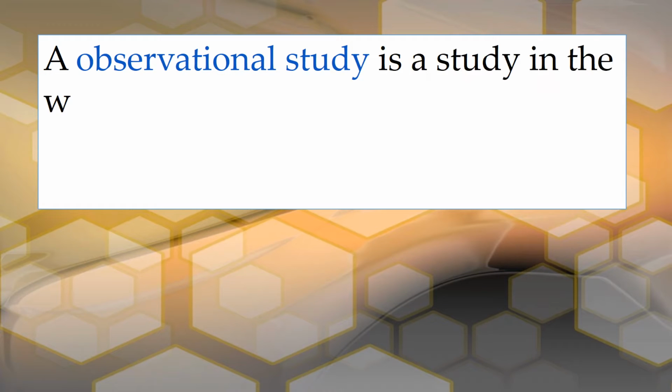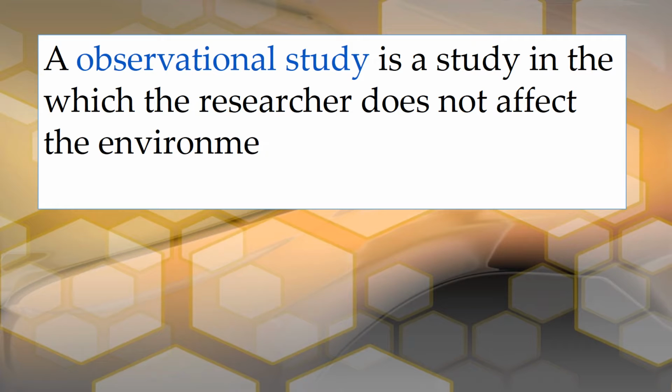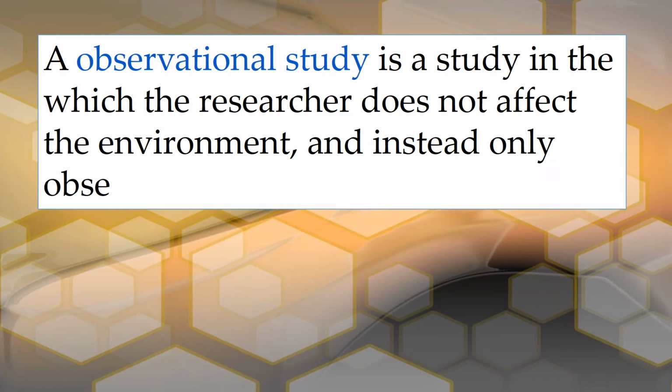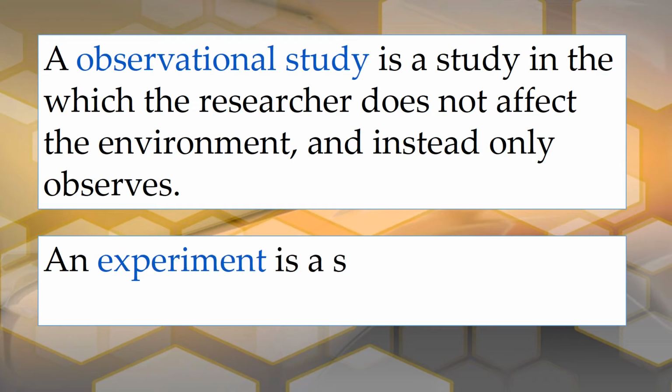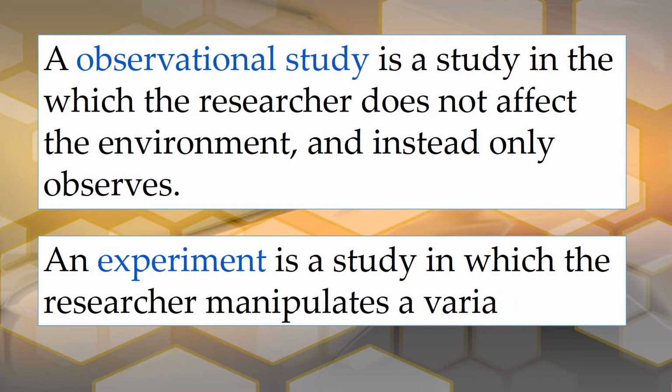There are two main types of research designs: observational and experimental. An observational study is a study in which the researcher does not affect the environment and instead only observes. An experiment is a study in which the researcher manipulates a variable.